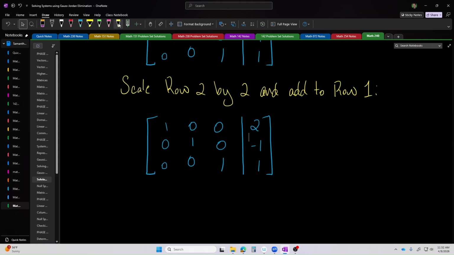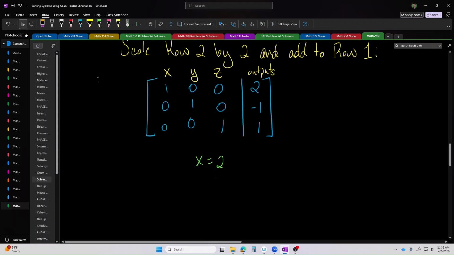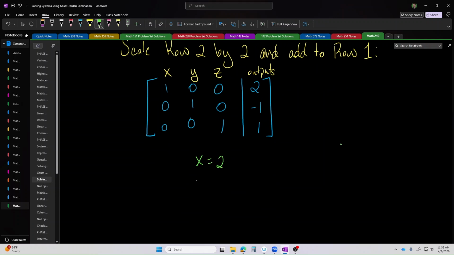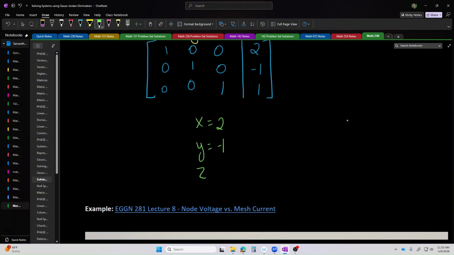So now all we need to do is interpret the results that we are given here. Remembering that the first column stores x's, the second column stores y's, the third column stores z's, and then this final column stores the outputs of the system. So if I now interpret this reduced augmented matrix, what I'm getting is x equals 2. That is how I read the first row. I'm getting y equals minus 1. That's how I'm reading the second row. And I'm getting z equals 1. That's how I'm reading the third row.